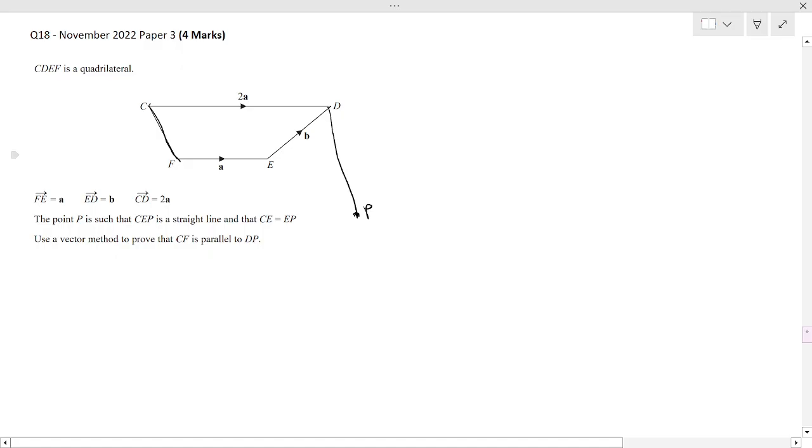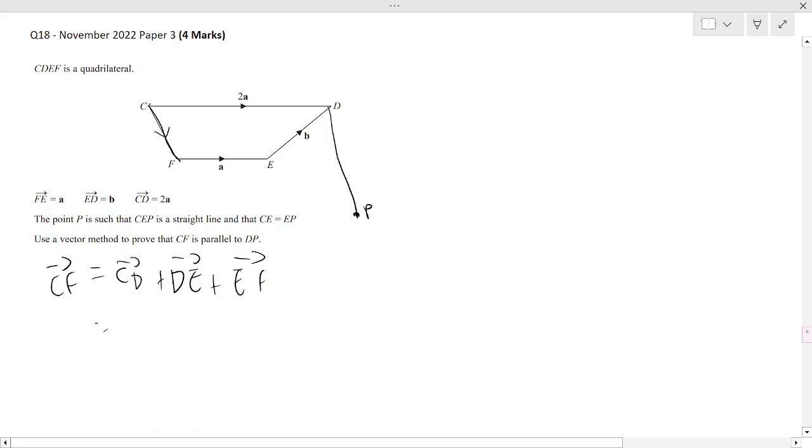And so the best way is actually, when it says use a vector method, you need to find vectors for CF and DP. So that's what we're going to do. So let's start with CF. So C to F, there is no direct vector here, but we can find another route. And that's the whole idea with vectors, is finding a different pathway, a different route to get to where we want. So from C to F, we can then say C to D, and then from D to E, and then E to F, and then we got to F right from C.